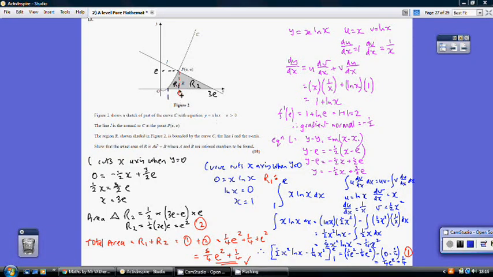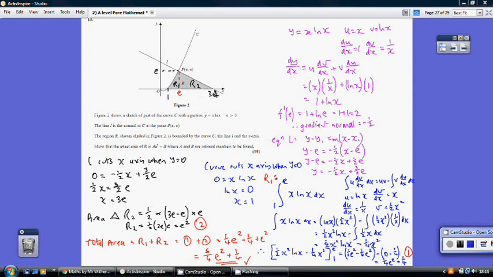Now the next thing I'm going to do, I'm going to break this shaded area down into two. So I'm going to have the bit to the left hand side of E, which I'm going to call R1, which will require me to integrate in a bit, and the bit to the right, R2, which is just this triangle.